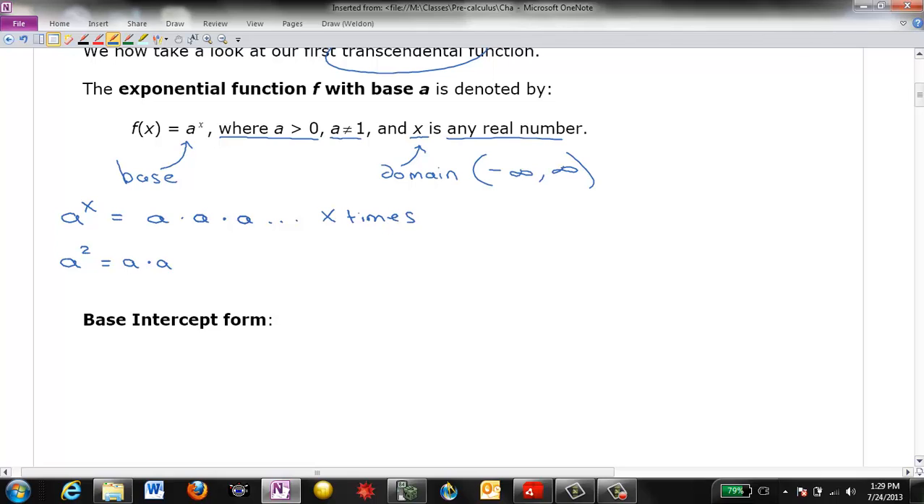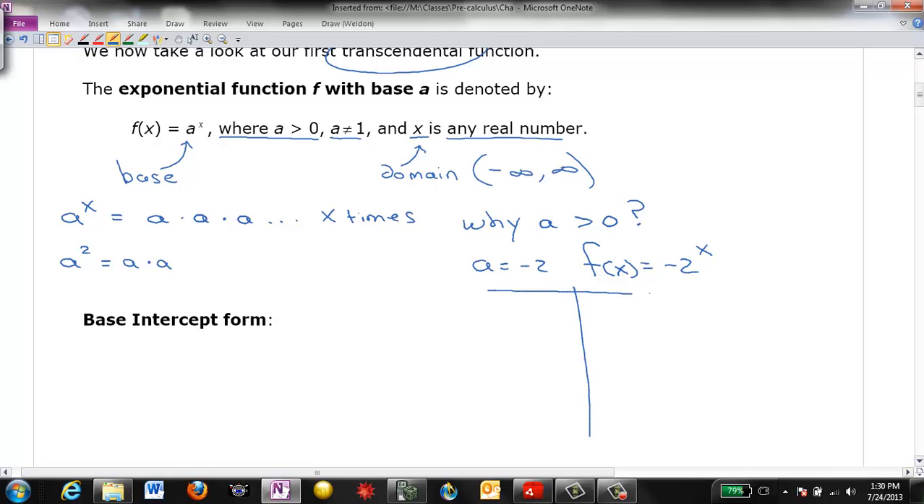Right? So let's go to that first part where it says a must be greater than 0. So why must a be greater than 0? Let's assume for a minute that a is not greater than 0. Let's take a look at what happens when we do that. Let's say a is equal to negative 2. So we have a function f of x equals negative 2 raised to the x power. Let's see what happens. Okay, so I'm going to create a table, and as with any function, we have an input and we're going to have an output, and let's see what happens when we have that negative 2 as our base.